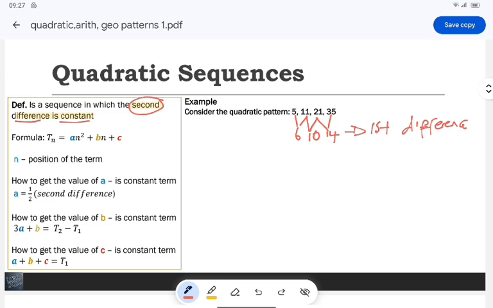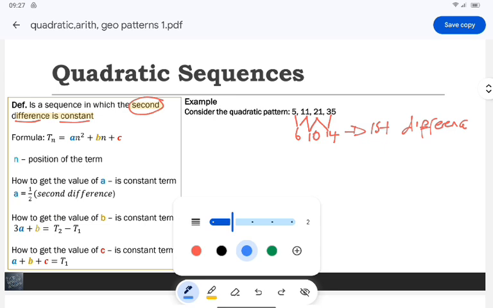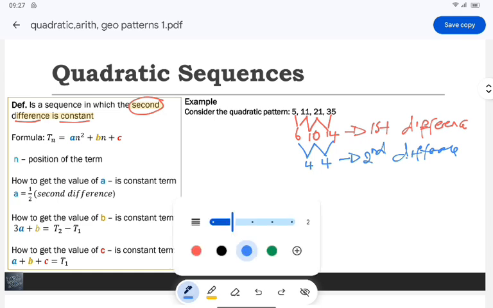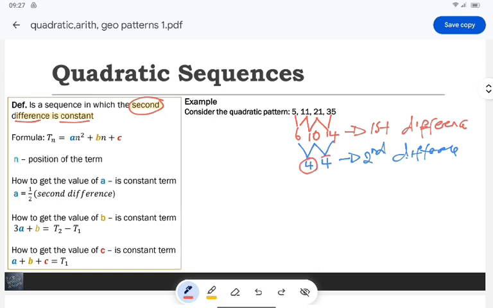So now let's look for the second difference. What are we going to do? We're going to subtract the first differences so that we can get the second difference. So we say 10 subtract 6, that will be 4, and then 14 subtract 10, that will also be 4, and this is what we call our second difference. Now the second difference is constant because we got 4, the same number. So now we can conclude that our pattern is a quadratic sequence.